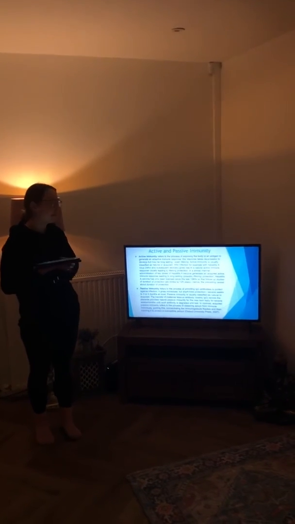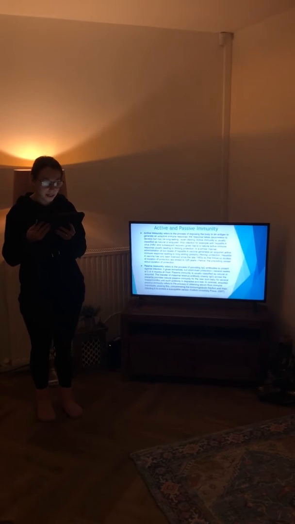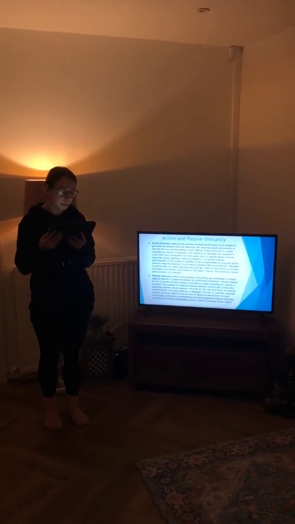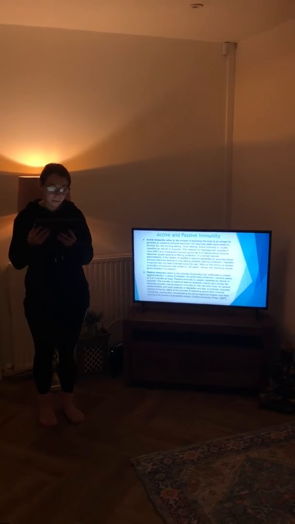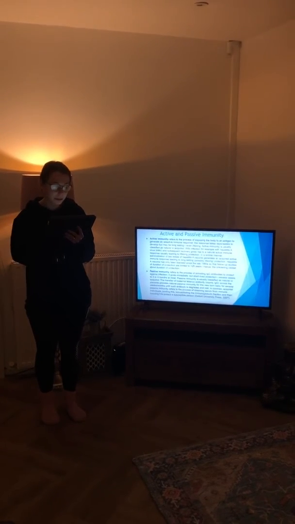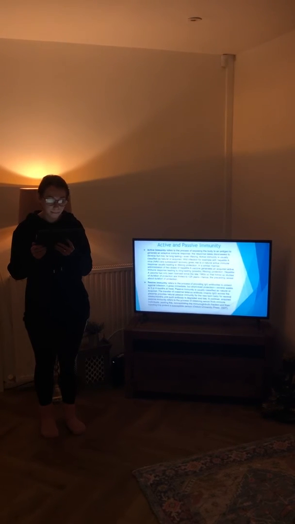Active and passive immunity. Active immunity refers to the process of exposing the body to an antigen to generate an adaptive immune response. The response takes days or weeks to develop, but may be long-lasting, even lifelong. Active immunity is usually classified as natural or acquired.